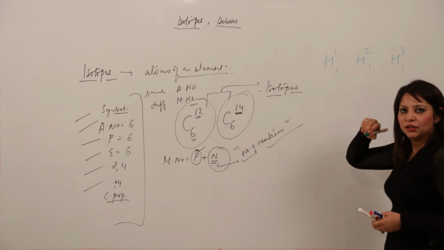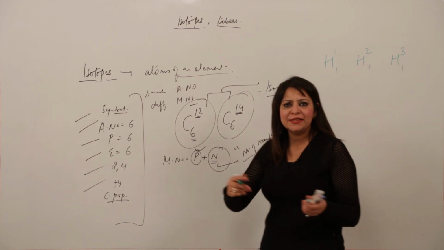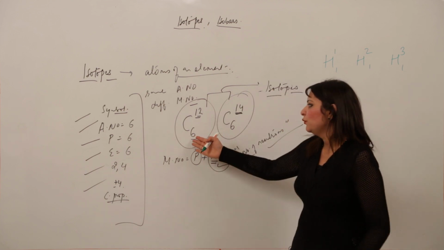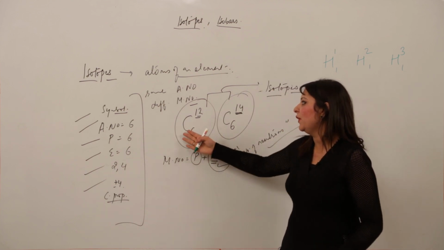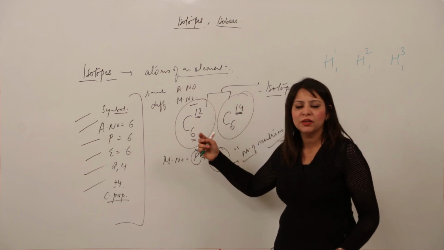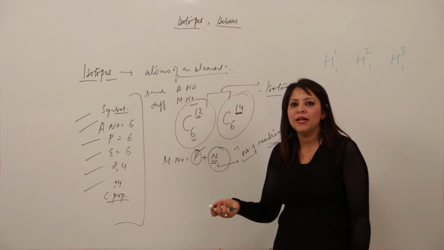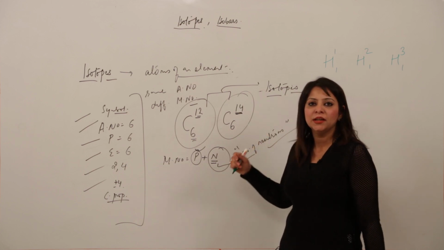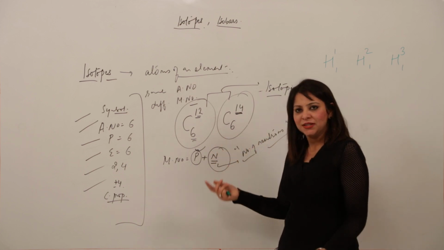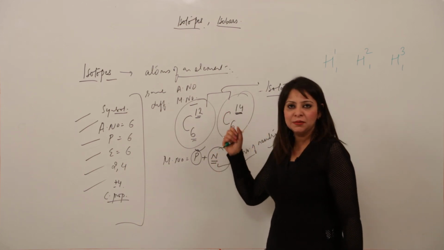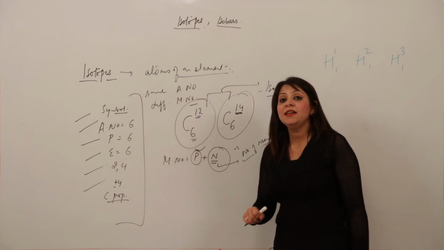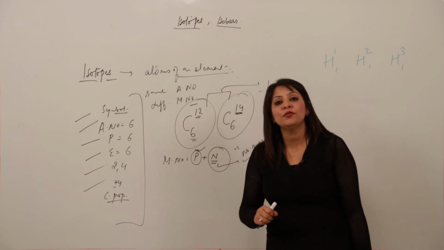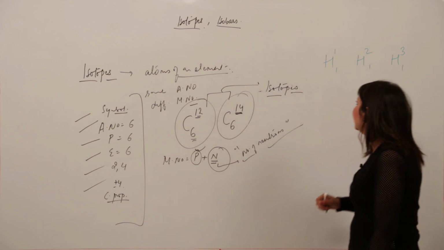Isotopes actually don't have separate names. If I want to address this carbon, I'll say it is C12, that is the carbon element with mass number 12. If I want to address this, I'll say it is C14, that means the carbon element but with mass number 14. But it is an exception that we have names for hydrogen isotopes. So what are the names?